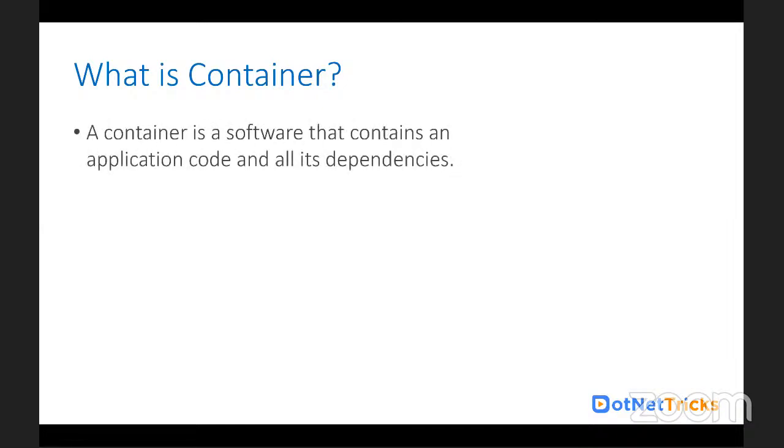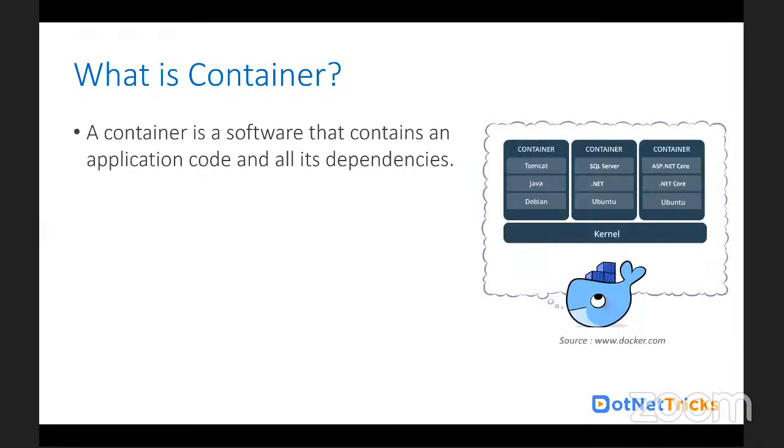A container is software that contains an application code and all its dependencies. When we are going to publish our application, we publish the application code, and after that we do the necessary setup to deploy it either on a Windows machine or on a Linux VM. But in the case of containers, it contains everything required to run an application in the production environment.